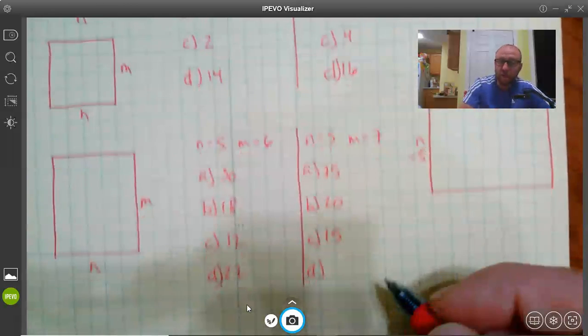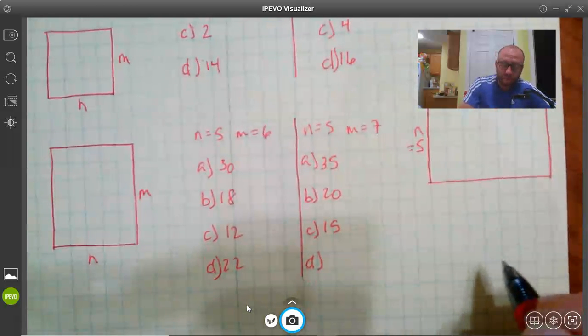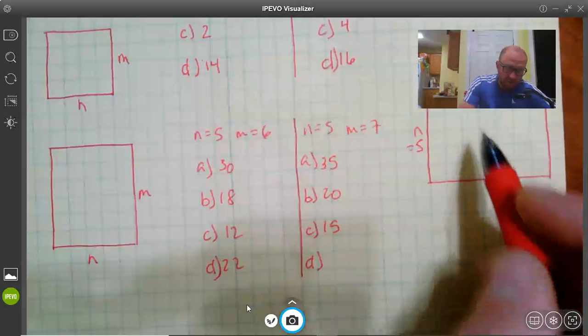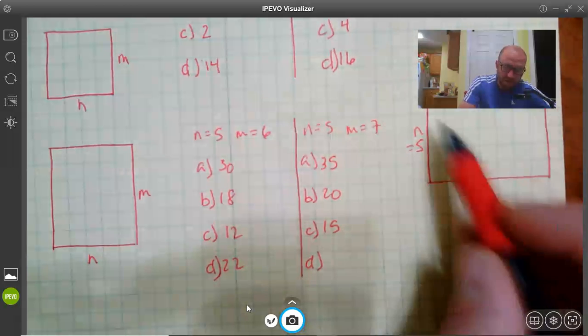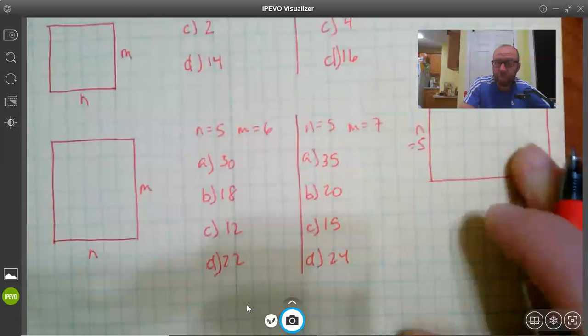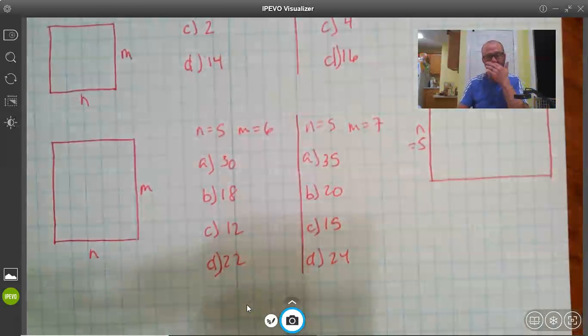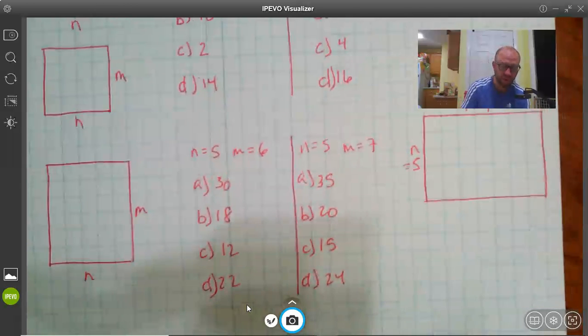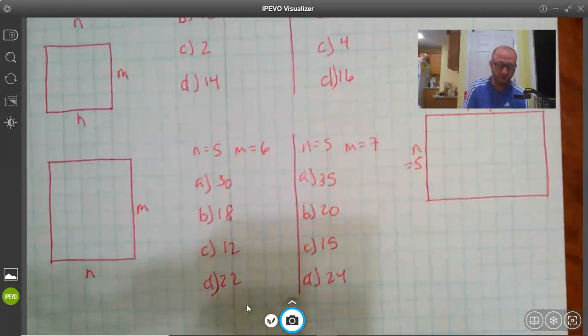And then D, the perimeter. 7 and 7 is 14, and 5 and 5 is 10, so that's 24. Now I'm going to pause here. First of all, I just want to point out, there isn't going to be a single correct answer for this. There are lots of different ways. So let me get you started a little bit. I'll do a couple of the easy ones for you.